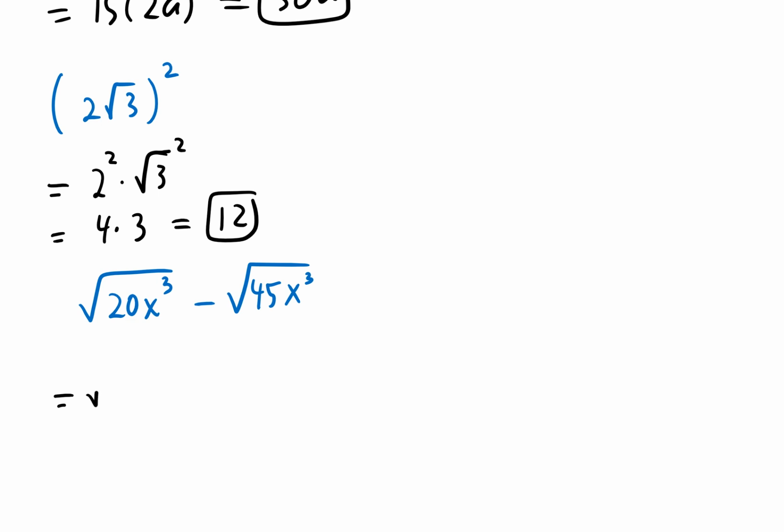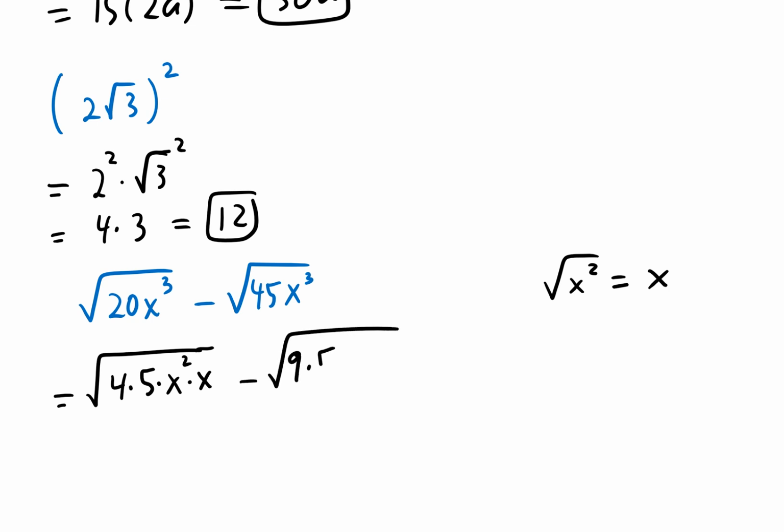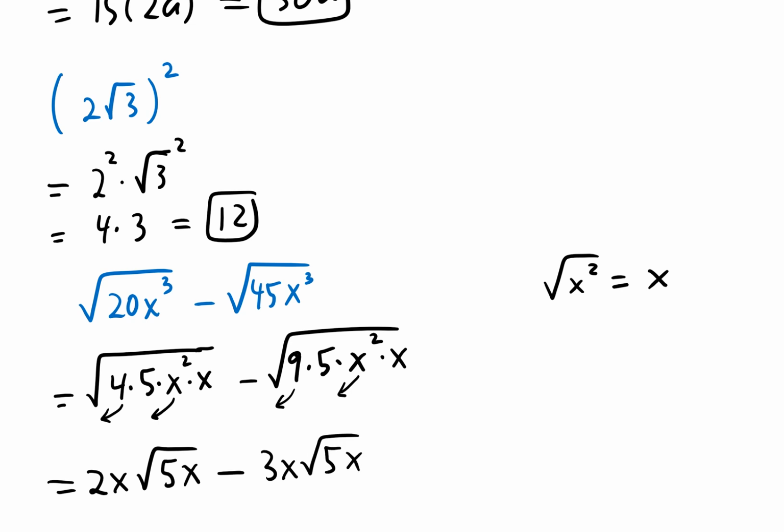Next one, this is 4 times 5, and x cubed you can write as x squared times x, because the x squared is going to come outside as an x, assuming x is positive. Same thing here, 45 is 9 times 5, and x cubed is x squared times x. The 4 comes outside as a 2, the x squared comes out as an x, that will leave 5x, minus the 9 comes outside as a 3, the x squared is x, that will leave 5x.